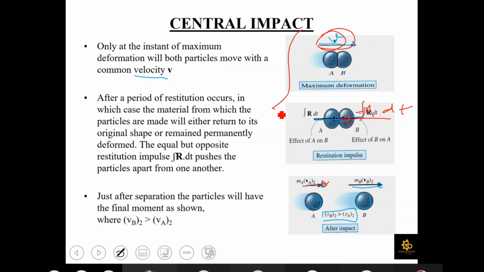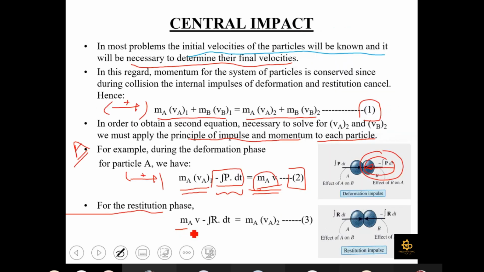So applying the principle of impulse and momentum on particle A now along the restitution phase, this was the initial momentum of this particle before the restitution phase. This is the impulse which particle B is exerting on particle A along the line of impact, and this is the final momentum of particle A after the restitution phase. So ये मैंने इक्वेशन नंबर 3 को नाम दे दिया.